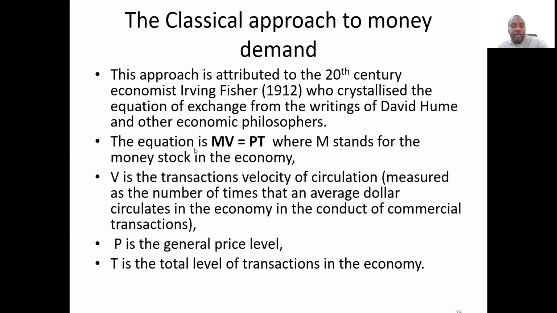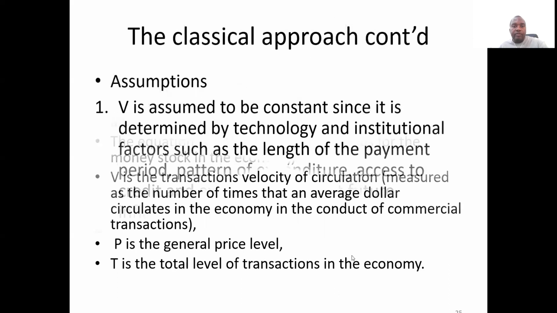The equation of exchange, which is used in the classical literature, is MV is equal to PT, where M stands for the total money stock in the economy, and V is the transactions velocity of circulation, measured as the number of times that an average dollar or rand or euro circulates in the economy in the conduct of commercial transactions. And P is the general price level. T is the total level of transactions in the economy.